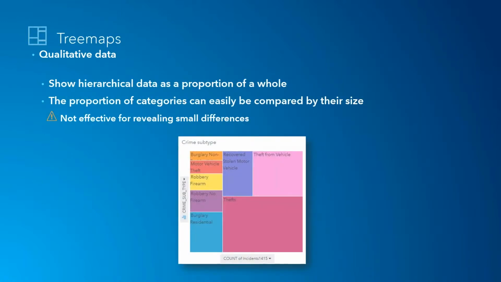Tree maps is another really popular one that you'll see a lot of. Again, these are useful when working with qualitative data. And these show hierarchical data. So each category is a proportion of a whole, and their size in the tree map represents their proportion. So it's easy, again, to compare across these categories by looking at the size, but it's not very effective for revealing small differences between these. It can be kind of hard to estimate which block is bigger than another.